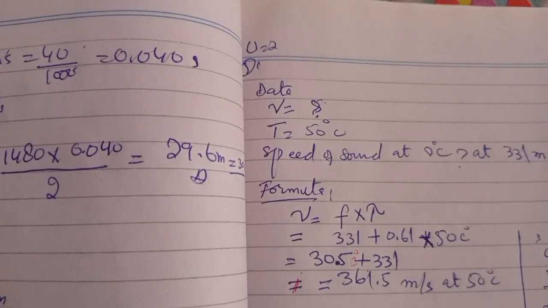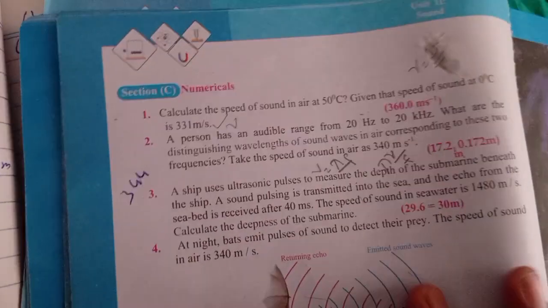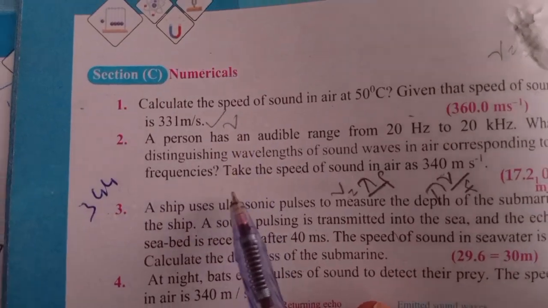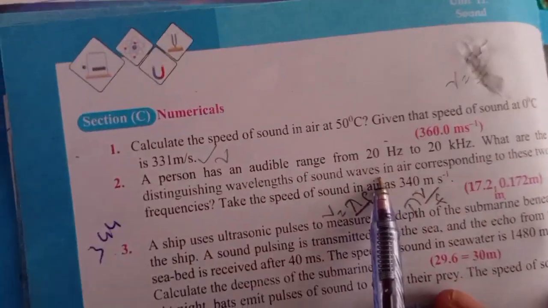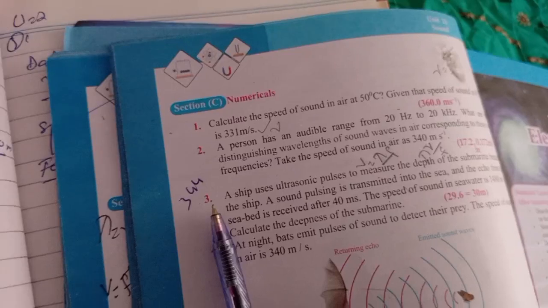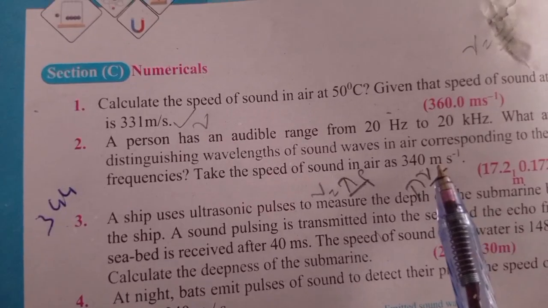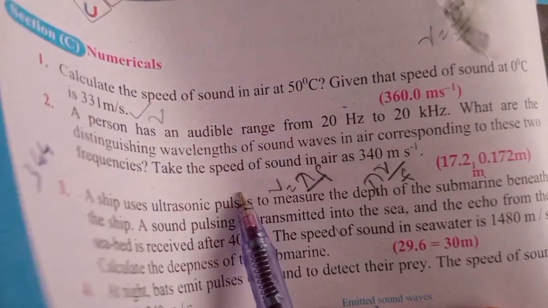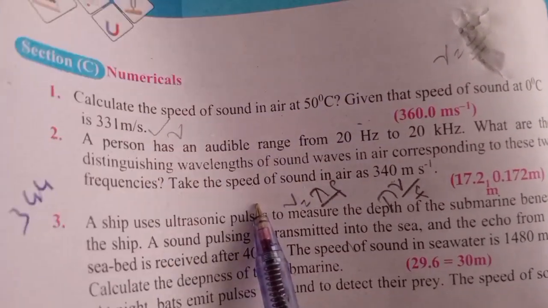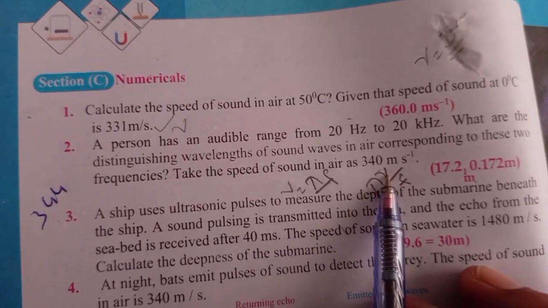So this is the solution of problem number 1 from the chapter of the physics of class 10th. Now the second problem that we are going to do here is that a person has an audible range, meaning frequency range, from 20 Hz to 20 kHz. We have to find out the wavelengths of sound for these frequencies. Take the speed of sound here as 340 meters per second.